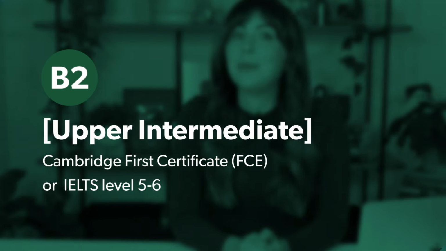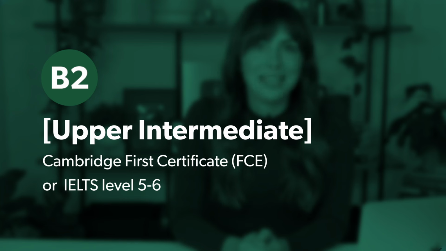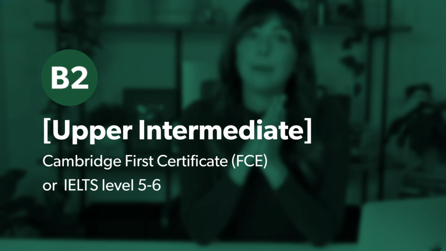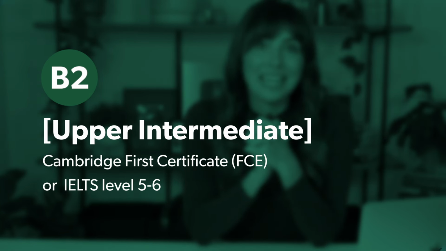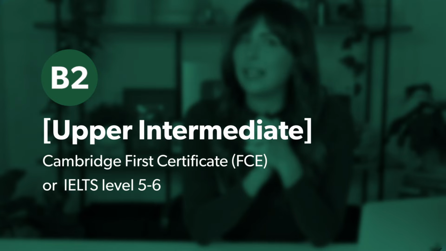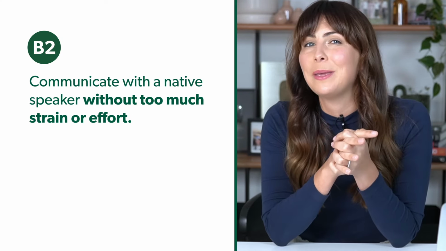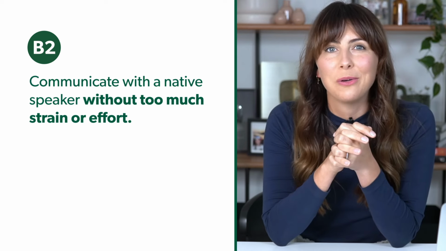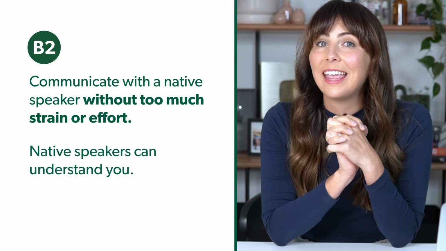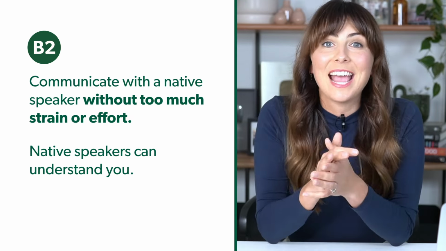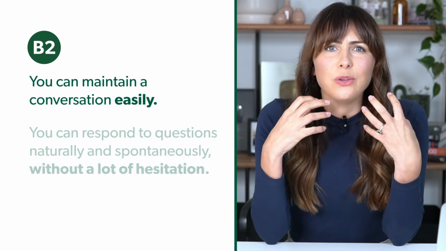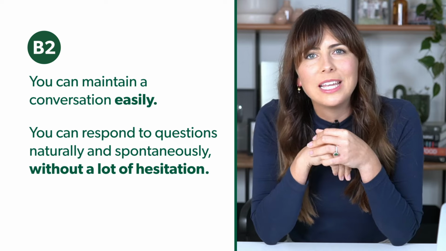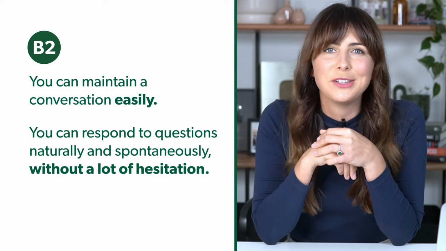So now we get to B2, that's the upper intermediate level, and the equivalent of a Cambridge First Certificate or FCE exam or an IELTS level 5 to 6. Now, here you can do everything I just mentioned in B1, but you can also communicate with a native speaker without too much strain or effort. And equally, they can understand you. You can maintain a conversation easily, and you can respond to questions naturally and spontaneously without too much hesitation.